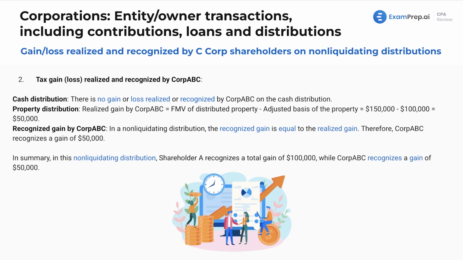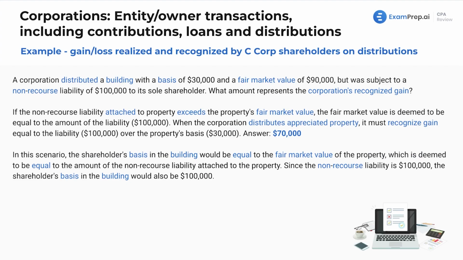Memorizing rules such as those will save you a lot of time in the exam, so make sure you're doing so. In summary, in this non-liquidating distribution, shareholder A recognizes a total gain of $100,000, while Corp ABC recognizes a gain of $50,000. All right, all these perspectives, we're seeing them, we're practicing them, we're doing well with them. All right, let's see an example.